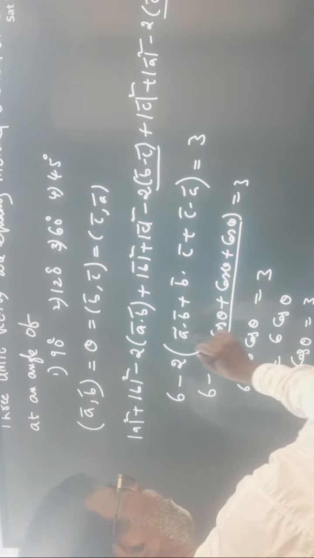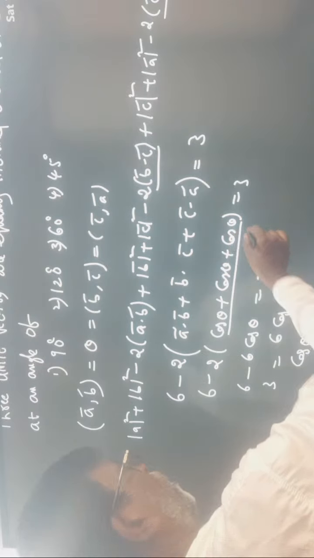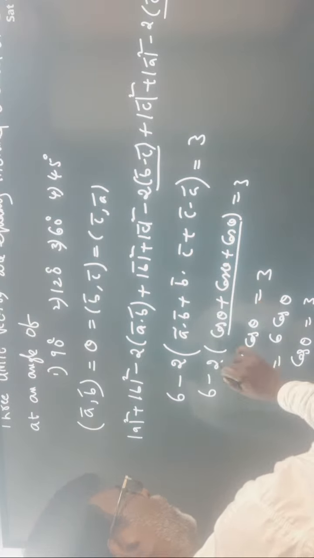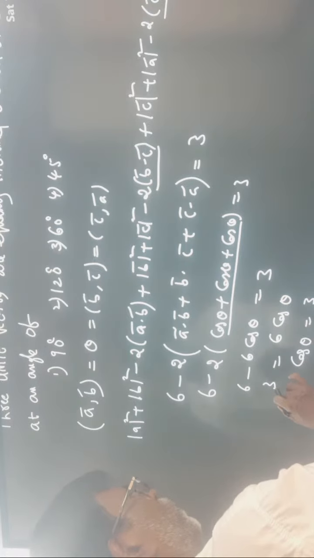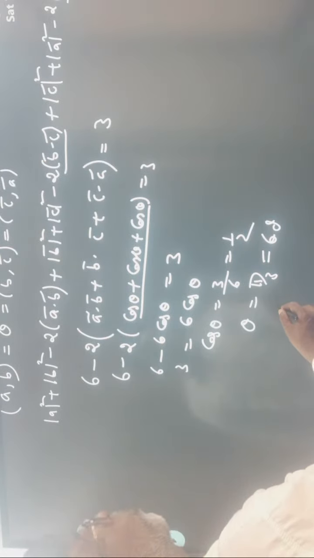A dot b is nothing but mod a mod b cos theta. Mod a is 1, mod b is 1, so it is 3 cos theta into 6 cos theta. So 3 equals 6 minus 3, 3 equals 6 cos theta. That gives cos theta equals 1 by 2, theta equals pi by 3.